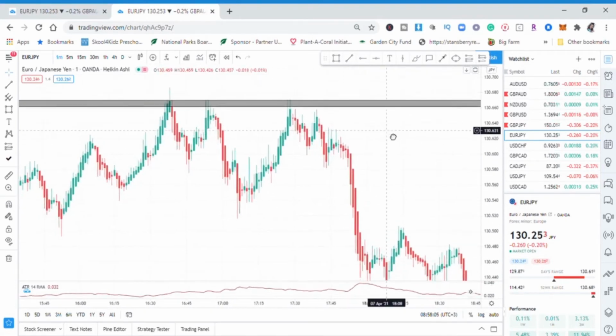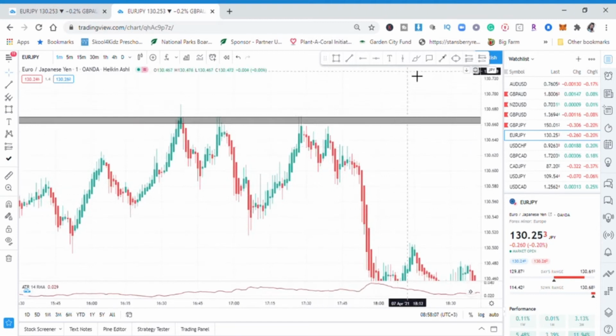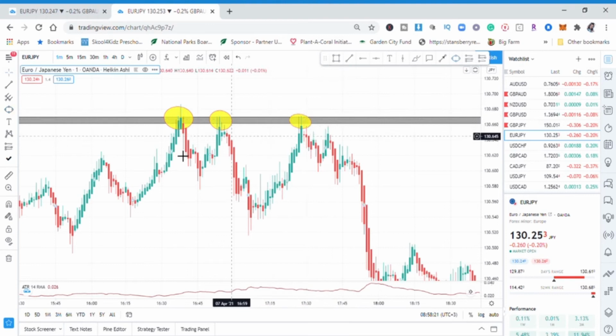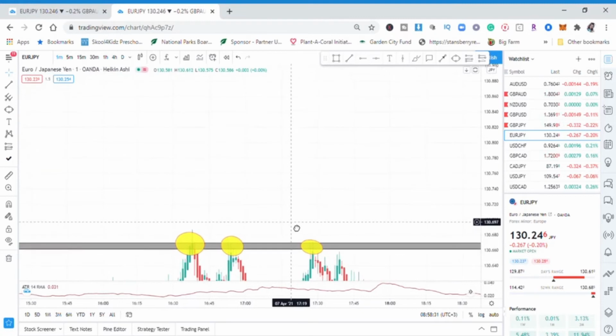So this place is interesting. First of all, how many times has it touched? It touched the same place once, and then it came and touched again, twice, then it touched a third time. This is what we are looking for. We are looking where the 1 minute touches the same zone more than 3 times. And then now we apply our price action.